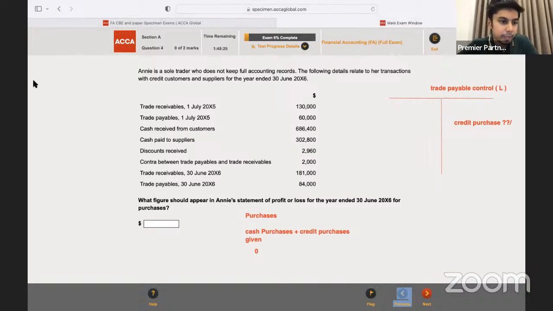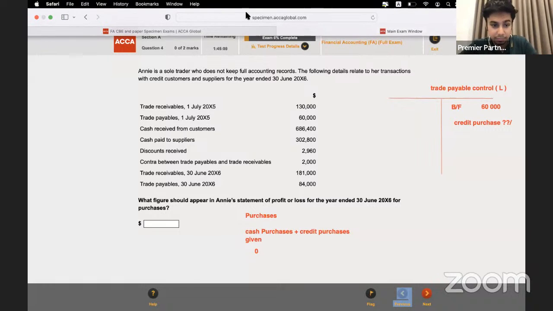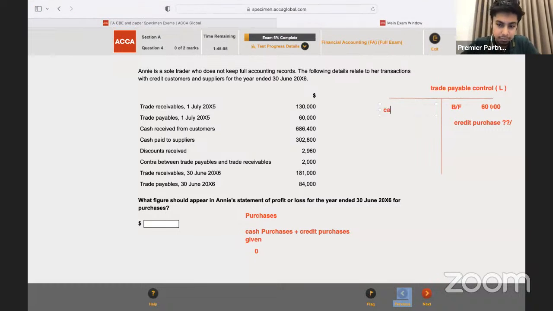Now open the trade payable control account. Receivable first, no need. It's given to confuse you all. Trade payable first, that's the opening balance. Trade payable opening balance will go to the credit side, 60,000 rupees. Next one, cash received from customer. That should go to trade receivable. Cash paid to suppliers, yes, mark it over here: 302,800. Discount received, normally, will come to the debit side, 2960.